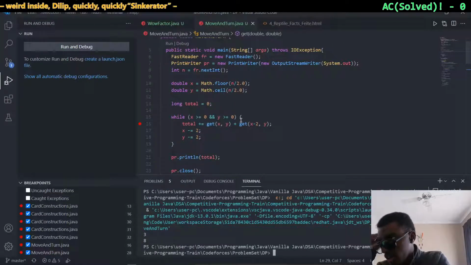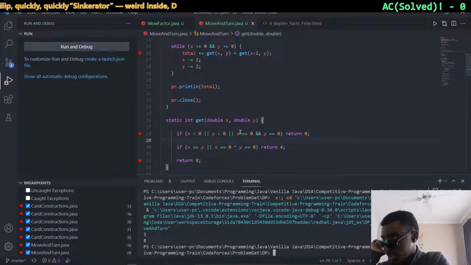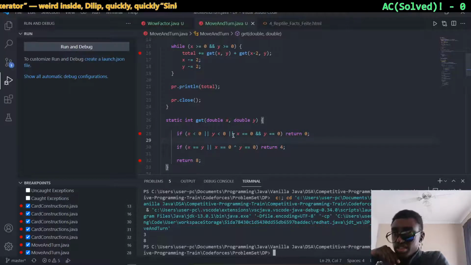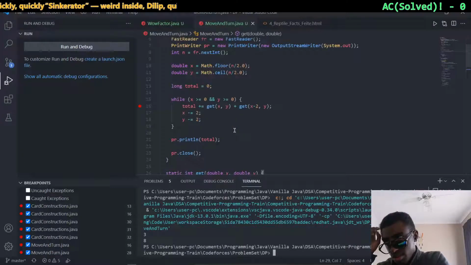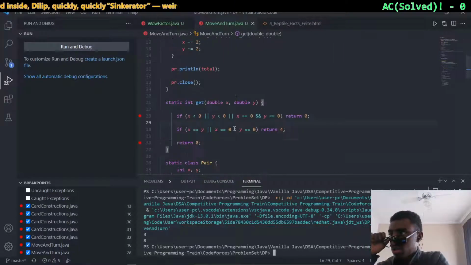Why? Because 3 starts at 1, 2. 1, 2 will return 8. So then I get 8 for the 1, 2. And then the 1, 2 is going to become a 1, 0. And then the 1, 0 just returns 4 when it should return 8. So that XOR shouldn't take place.